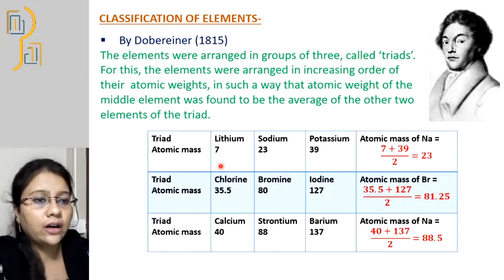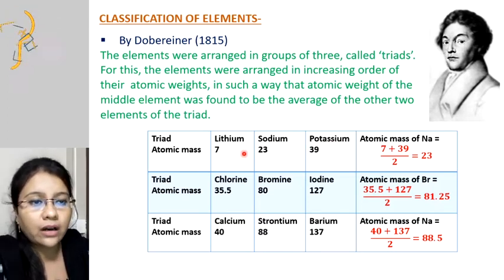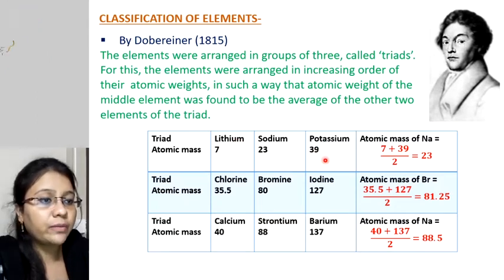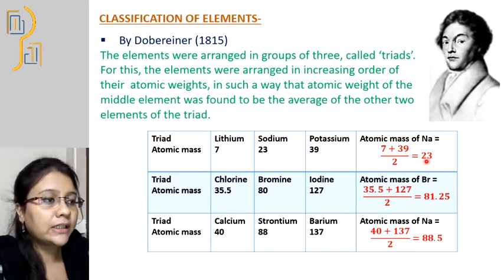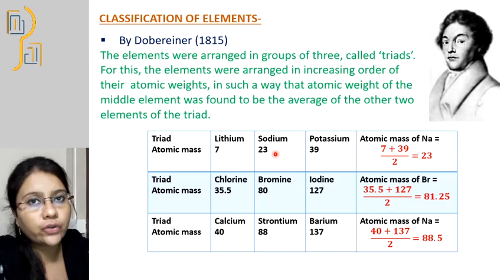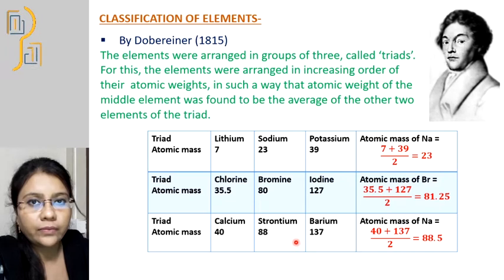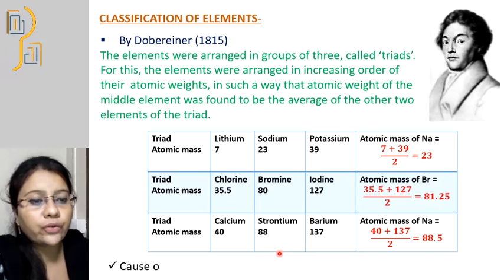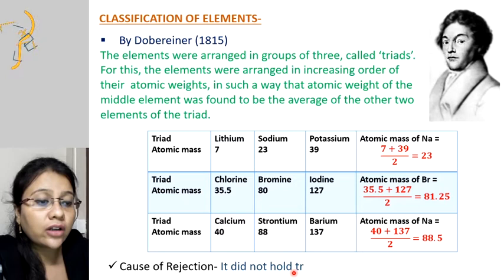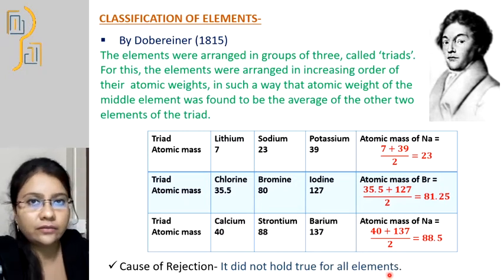As you can see here, lithium, sodium and potassium are arranged in a triad because the atomic mass of lithium is 7 and that of potassium is 39. The average of 7 and 39 gives 23, which is the atomic mass of sodium. Like this, the other triads of chlorine, bromine and iodine and calcium, strontium and barium were formed. But this method was also rejected as it did not hold true for all elements.